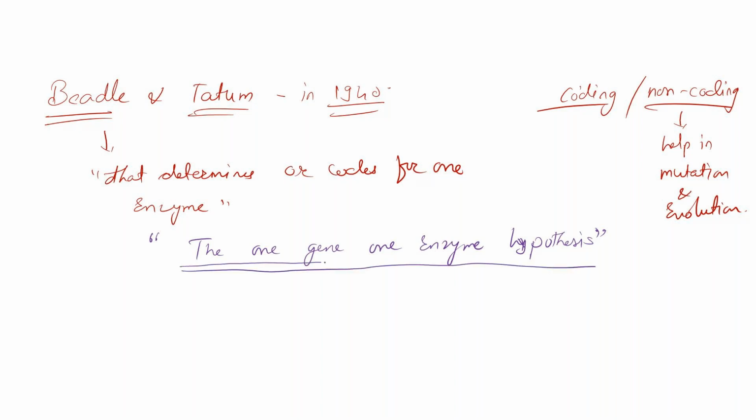Many a time the question is asked: who gave the one gene one enzyme hypothesis, and what does this hypothesis state? This hypothesis states that one functional segment of the DNA will code for one enzyme. So what are enzymes? Can anybody tell me the definition of enzyme? What is enzyme? Enzymes are proteins. Very good. Enzymes are proteins. Then why are we calling them enzymes? Why not proteins?